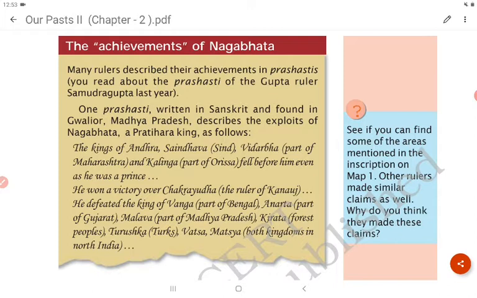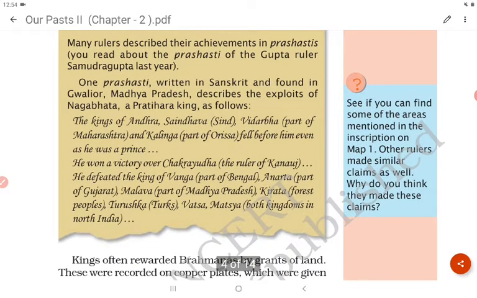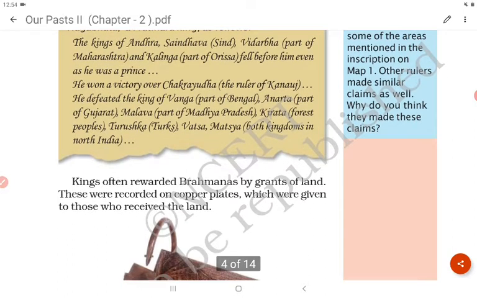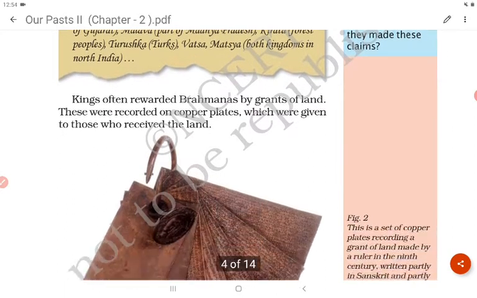He won a victory over Chakrayudha, the ruler of Kannauj. He defeated the king of Vanga, part of Bengal, Anartha, part of Gujarat, Malava, part of Madhya Pradesh, Kirata, forest peoples, Turushka, Turks, Vatsa, Matsya, both kingdoms in North India. See if you can find some of the areas mentioned in the inscription on Map 1. Other rulers made similar claims as well. Why do you think they made these claims?